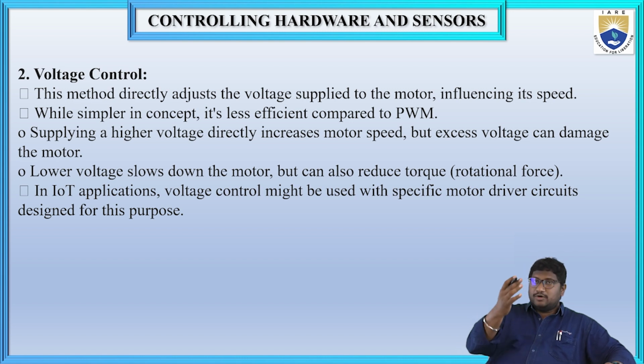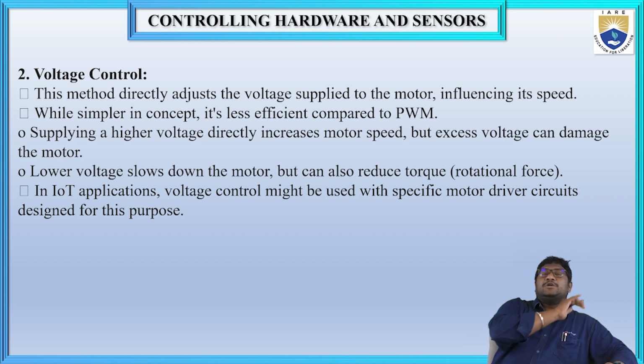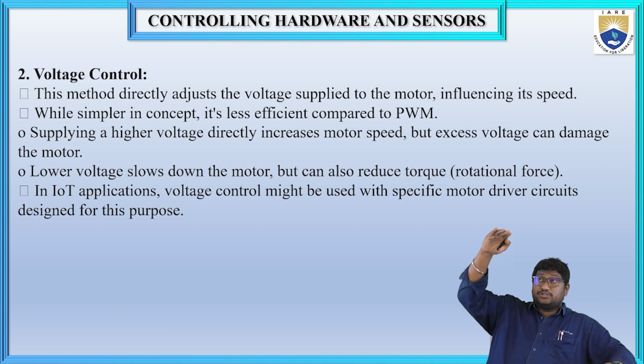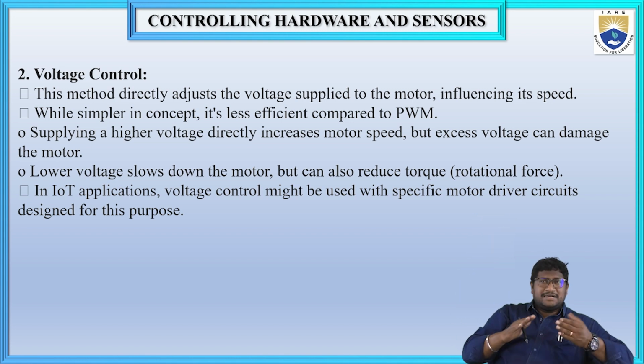If we supply a high voltage, it automatically increases the speed of the motor. But if it is exceeded, it can also damage the motor, right? Suppose the motor is capable of up to 10 volts. If I provide 1 volt, the motor will rotate slowly. 2 volts, it will increase. 3 volts, it will increase. 4 volts, it will increase. 5 volts, and if it reaches 10 volts, it will give the best performance. Why? Because it's the maximum. If I give it 12 volts, that component is going to be damaged. So we must be careful, guys.